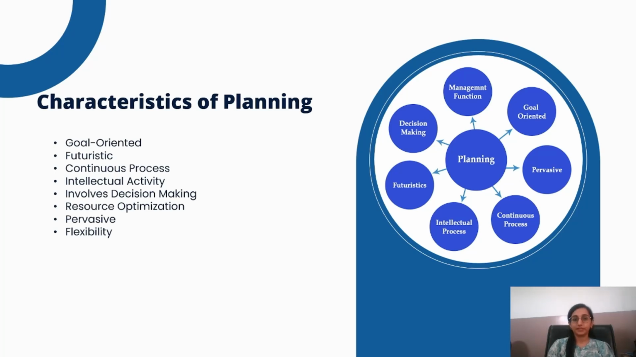So, first is choice among alternatives. At the heart of planning lies the necessity to make choices. These choices are about selecting one course of action from a set of alternatives. Each alternative represents a potential path to achieving a goal. Decision making involves assessing the merits and drawbacks of these options based on criteria such as cost, time, impact, and feasibility.